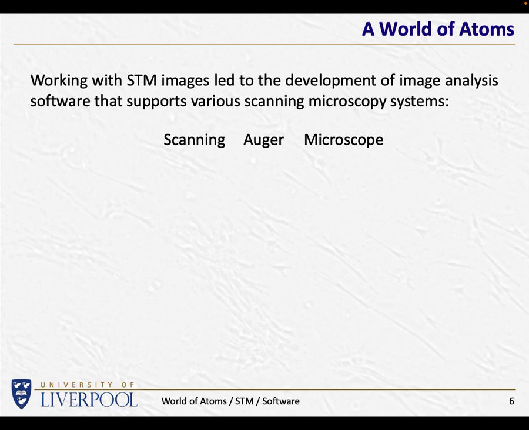But there are lots of different types of scanning microscopy that can give you atomic or close to atomic resolution. And here's a few of them. Scanning Auger microscope. The Auger there refers to a particular type of an electron that might be emitted from the surface. Scanning electron microscope. You may have heard of scanning electron microscopes.